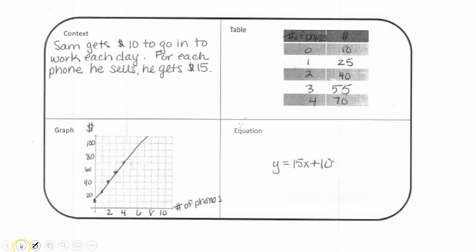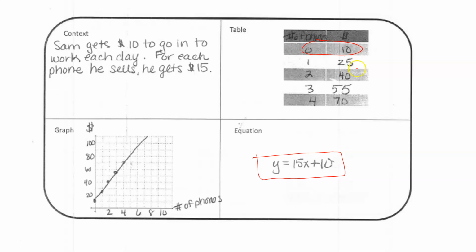So we changed the equation for number 7 to be y equals 15x plus 10. So I made my context. Sam gets $10 to go into work each day. For each phone he sells, he gets $15. So my x is number of phones. My y is the total number of dollars he makes in a day. So he starts with his 10, and then for every phone he sells, he gets 15 more.